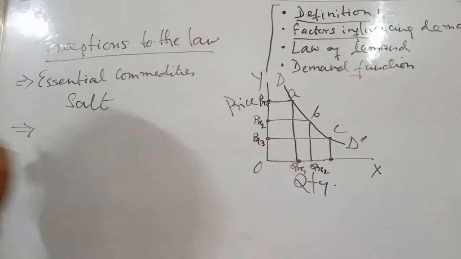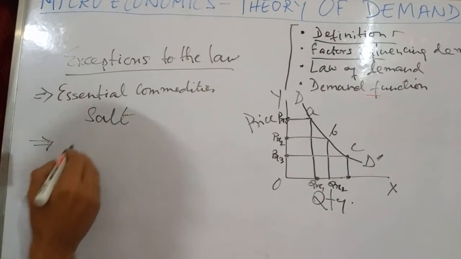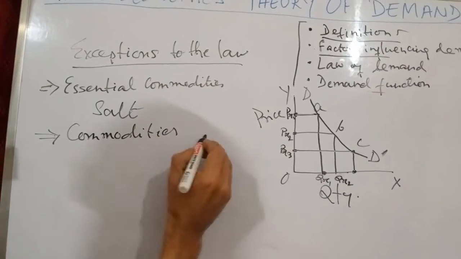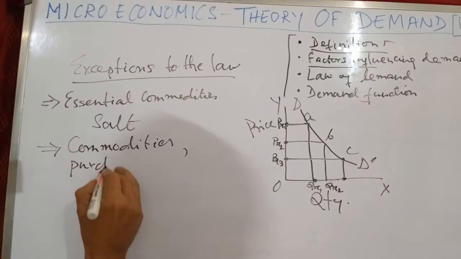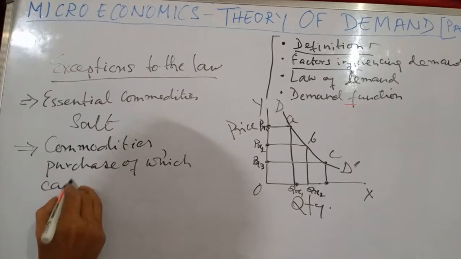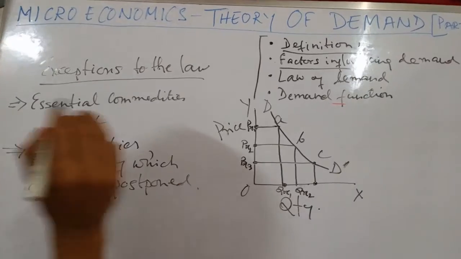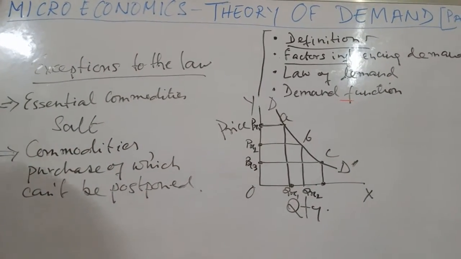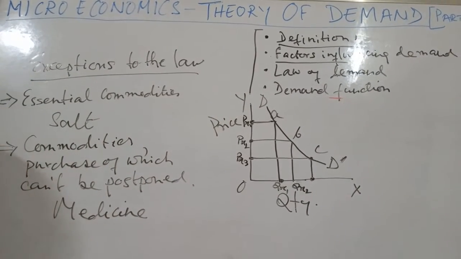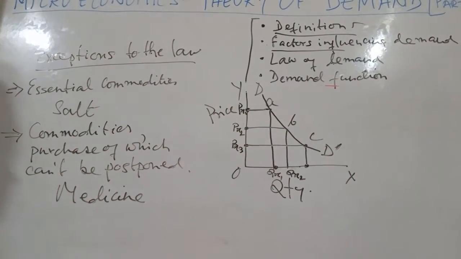Next, commodities the purchase of which can't be postponed. Example, medicine. Whatever be the price of medicine, a patient has to take medicine.